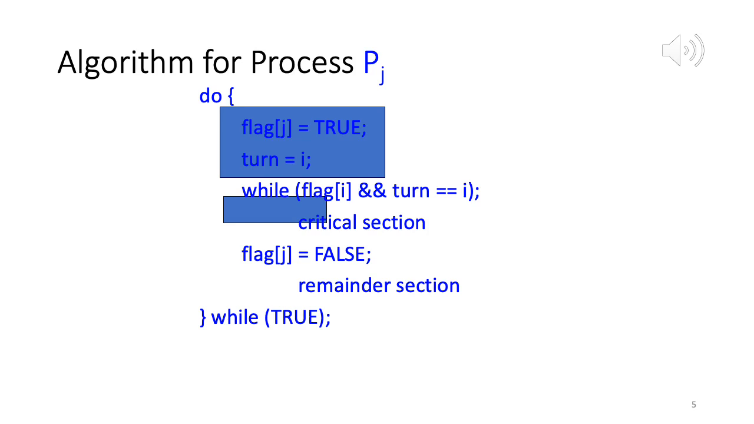Once again, while flag I and turn is I. So likewise, if flag I is true and turn is equal to I, then Pj waits. Eventually it will get out of waiting, it will enter its critical section, and once it gets out, flag J will be false again. On account of fairness, it sets its own flag as false so that it gives the other process a chance to enter the critical section if the other process wishes to do so. Then remainder and then while true.